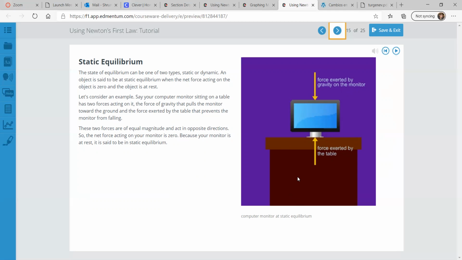And in this picture, we see a computer monitor. There's gravity pushing it down, but there's also the table exerting a force in the opposite direction, keeping it at rest where it is. These two forces that are equal in magnitude and opposite in direction keep this object where it is. That is static equilibrium.